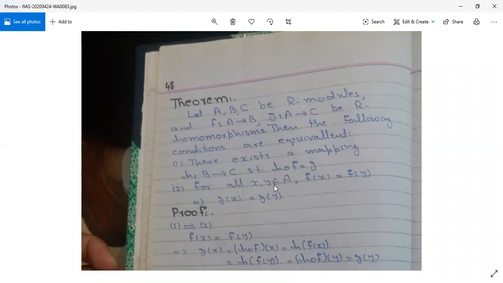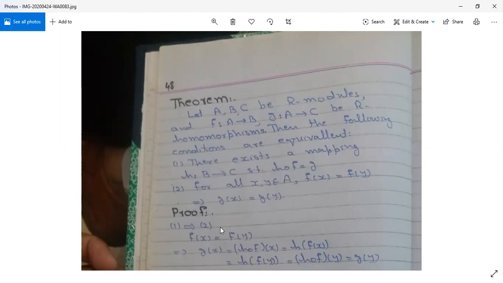Second, for all x, y belonging to A, if f of x is equal to f of y, then g of x is equal to g of y. So we have started the proof from 1 to 2. We suppose that there exists a mapping h from B to C such that h composition f is equal to g, then prove that if f of x is equal to f of y, then g of x is equal to g of y.